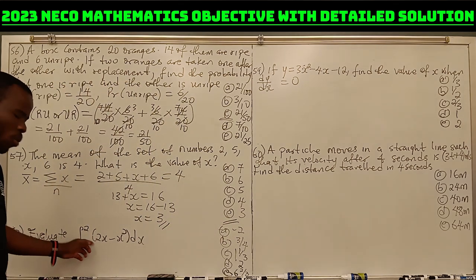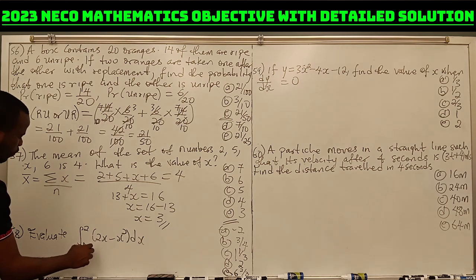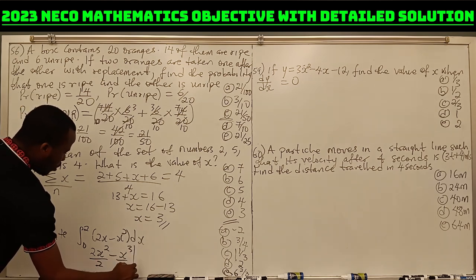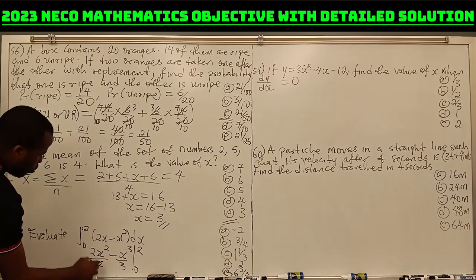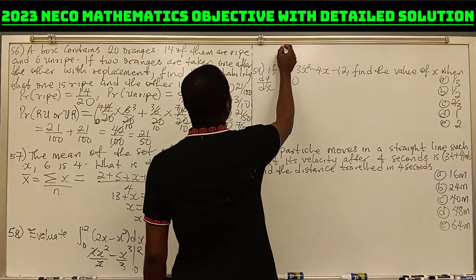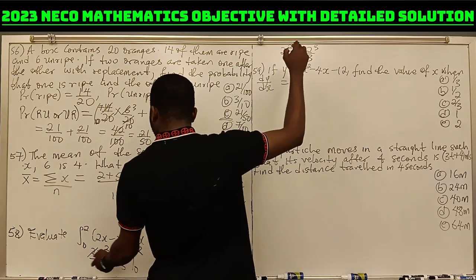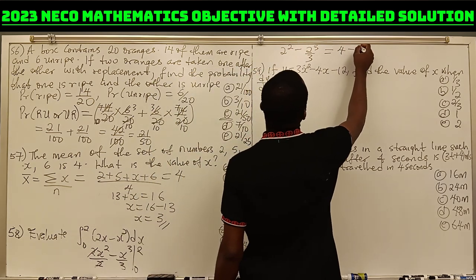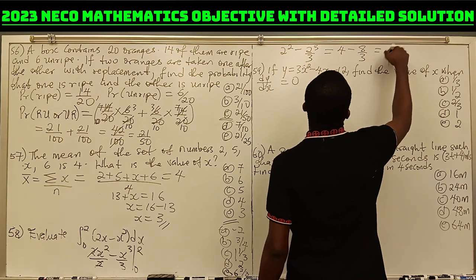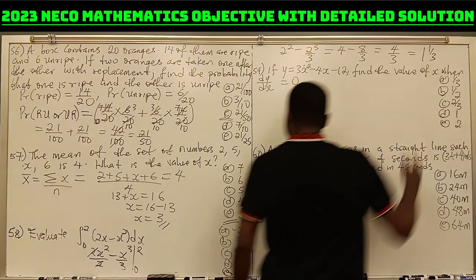Evaluate the integral. This is what we call a definite integral, because we will have an answer, of 2x minus x squared dx. So if we integrate this, we'll have 2x squared over 2 minus x cubed over 3, from 0 to 2. So these 2 can cancel this. So we'll put the upper limit, we'll have 2 squared minus 2 cubed over 3. If we put 0, we'll have 0. So if we simplify this, this is 4 minus 8 over 3. 3 times 4 is 12, and 12 minus 8 is 4 over 3. So the answer is 4 over 3, which is same as 1 whole number, 1 over 3. And that is C.